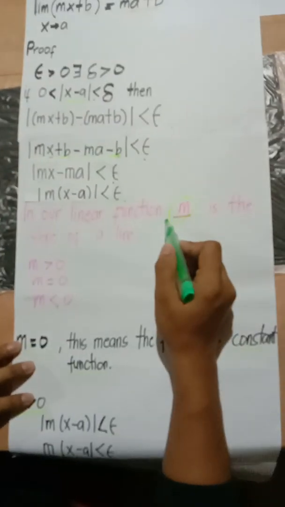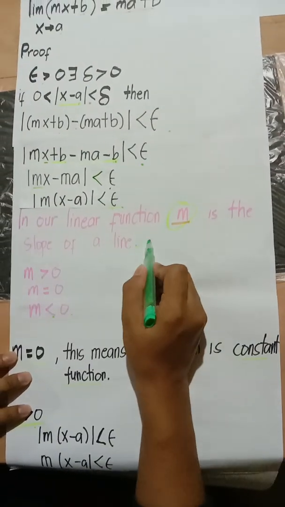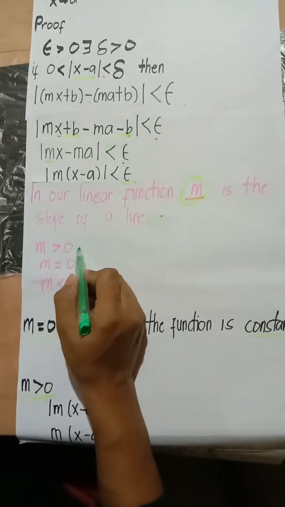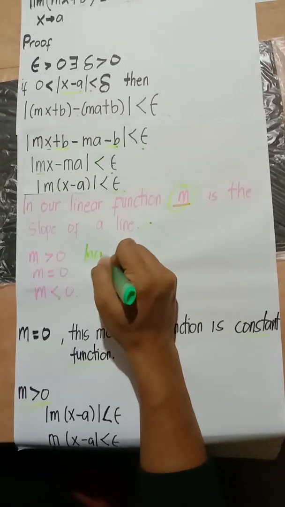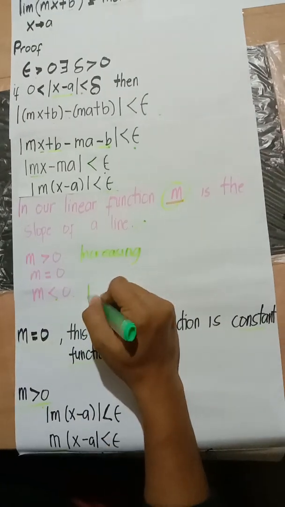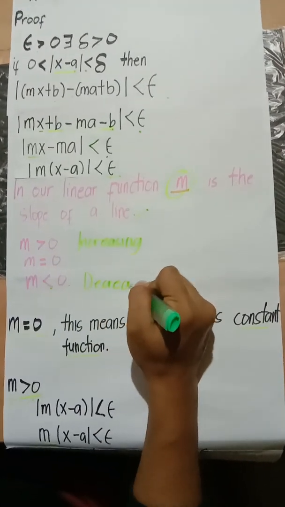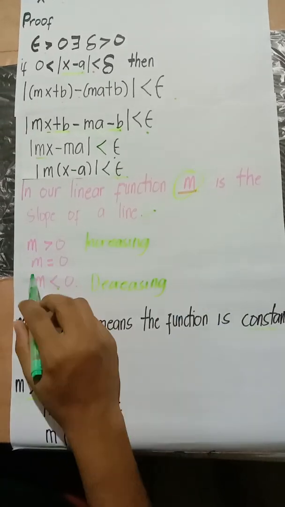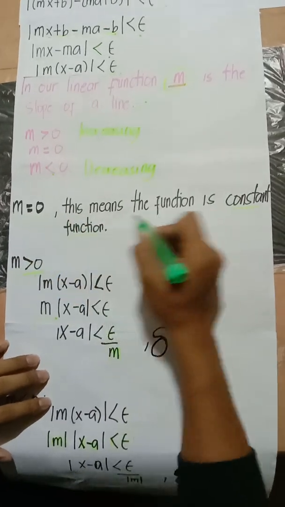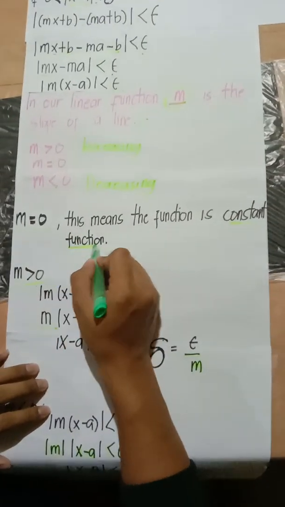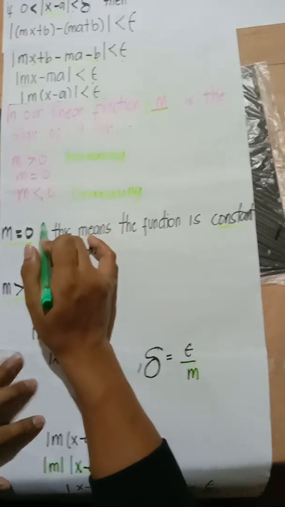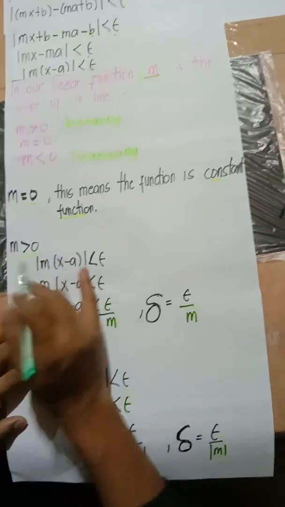In our linear function, m is the slope of a line, right? So what probably happens to the line when m is greater than 0? Supposedly, it is increasing. Then when m is less than 0, the line is decreasing. So when m is 0, what happens to the line? When m is equal to 0, this means the function is a constant function. So what happens when m is greater than 0?